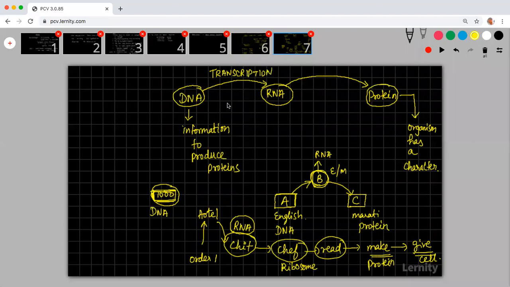Okay, and then there is this RNA guy. From the RNA, the chef, who is the chef? The ribosome. The ribosome is reading this RNA. From the RNA, it is going to produce a protein by a process which is called translation.